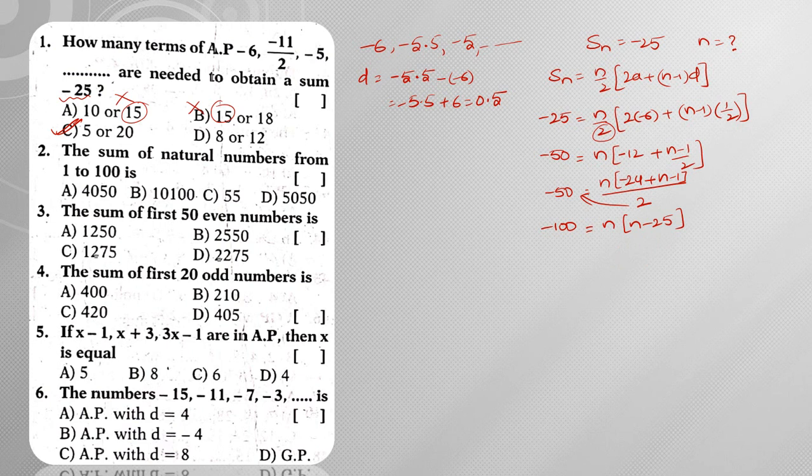Next, the sum of natural numbers from 1 to 100. That means he is asking you to find the sum of the first 100 natural numbers, which we have already found. So what is the formula? Using the Sn formula, Sn is equal to 100 by 2 into 1 plus 100. 100 by 2 is 50, so 50 into 101, which is 5050. Hence the sum of the first 100 natural numbers is 5050.